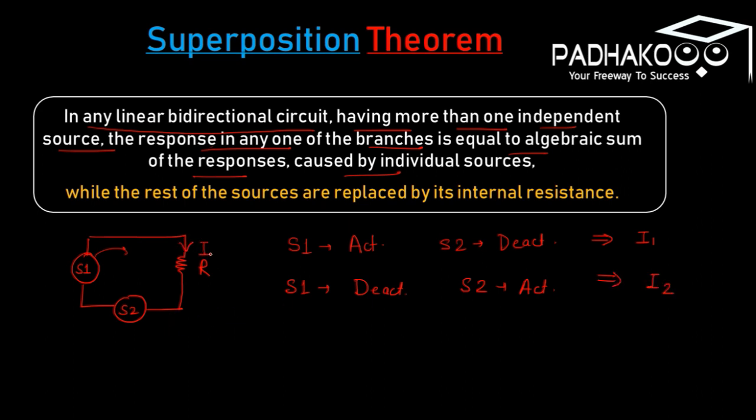So the total response, let us say I, is equal to I1 plus I2, which is the sum of the individual responses. So here we realize that the response due to S1 is I1 and the response due to S2 is I2.